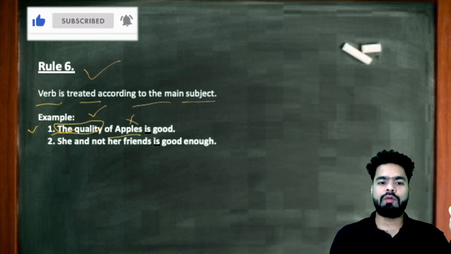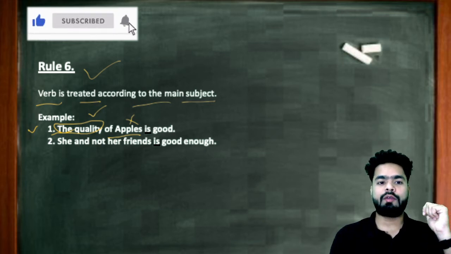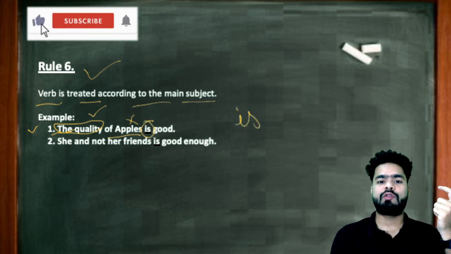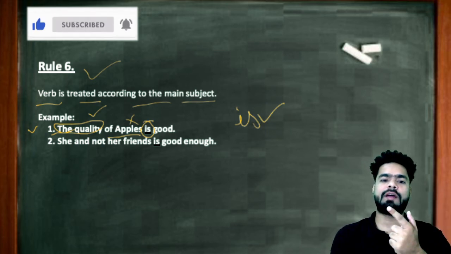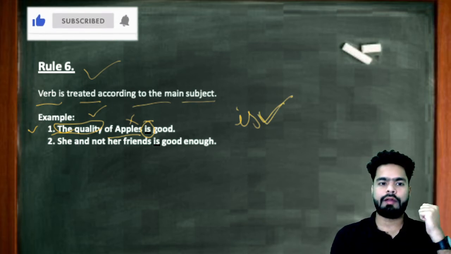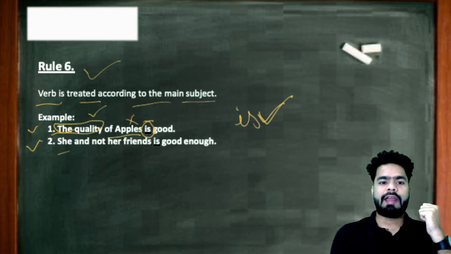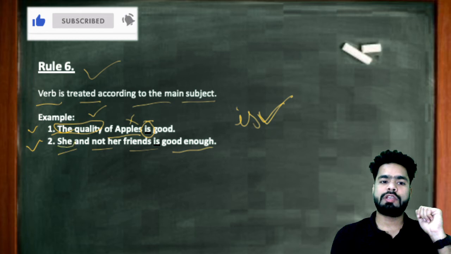When a singular noun becomes our subject, we have a singular subject. When our subject is singular, the verb will also be singular, which is why we have used "is" here. Clear? The quality of apples. We are talking about quality, not apples. In this case, it becomes a singular subject, which takes a singular verb. Clear? Next.